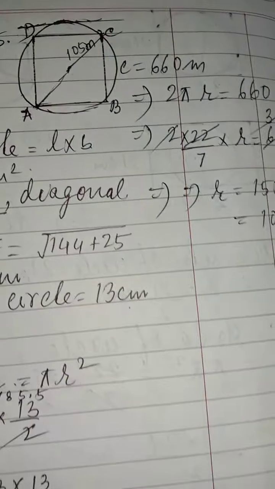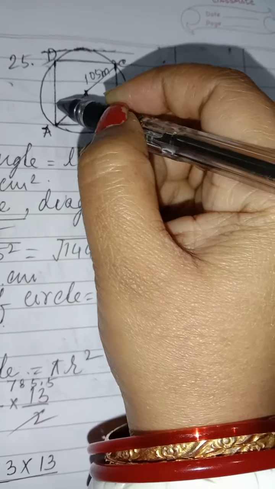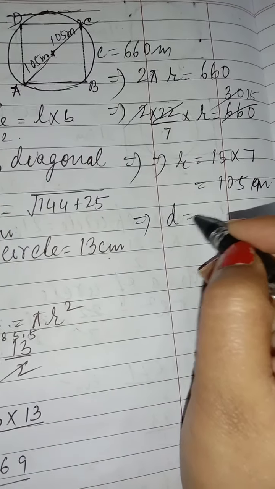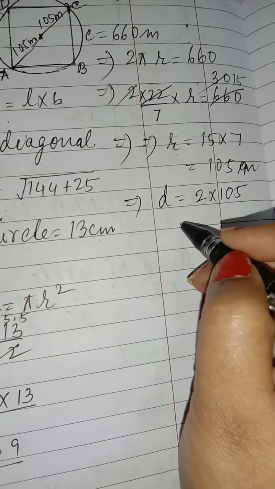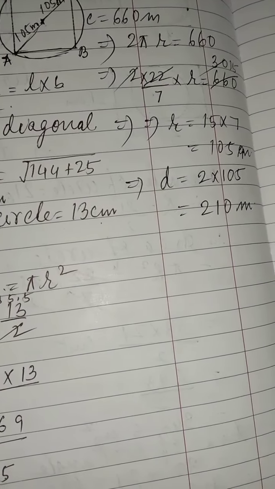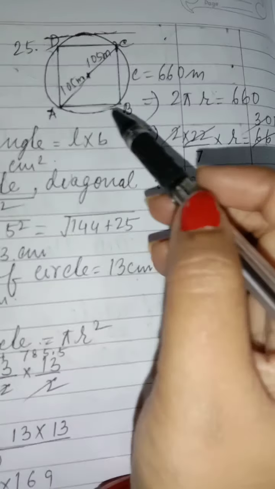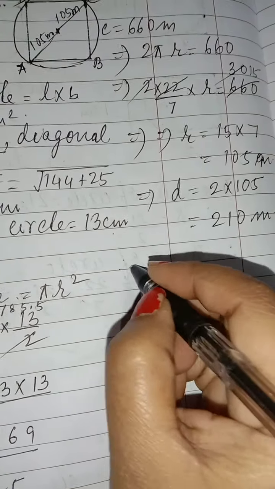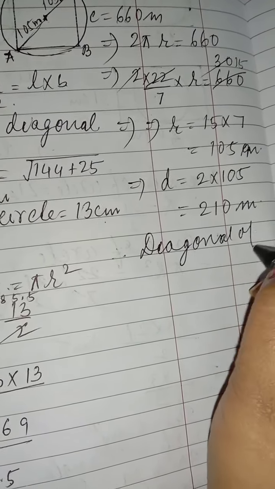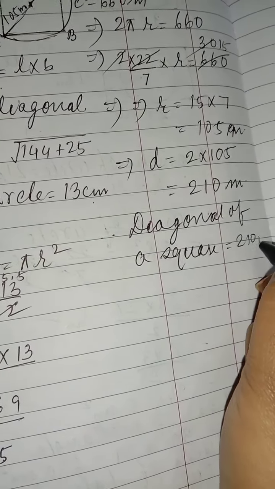Just double of it. So this will also be 105 meter. So this implies diameter equals 2 into 105, that is 210 meter. Now the diameter of the circle is the diagonal of the square. Therefore, diagonal of a square is also equal to 210 meter.